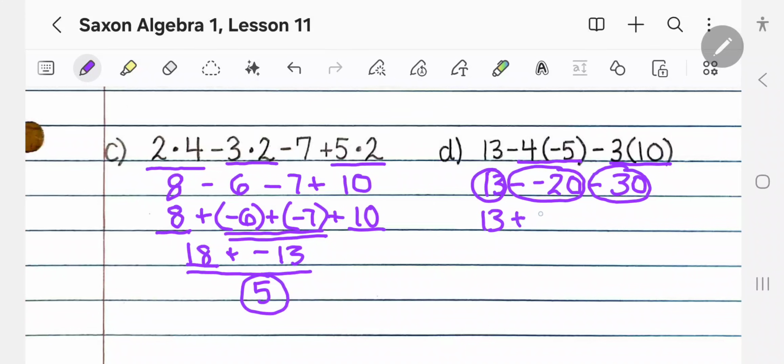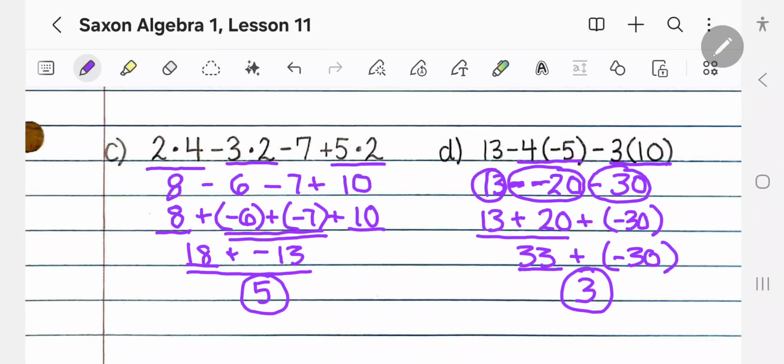Insert a plus, and then the opposite of a negative 20 would be a positive 20, and then insert a plus, and this is a negative 30. I'm going to add my positives together, and I get 33 plus a negative 30. Now I'm adding things that have different signs, so I'm going to subtract them. And I'm going to take the sign of the one that has the largest absolute value, positive 33, so the answer is positive.